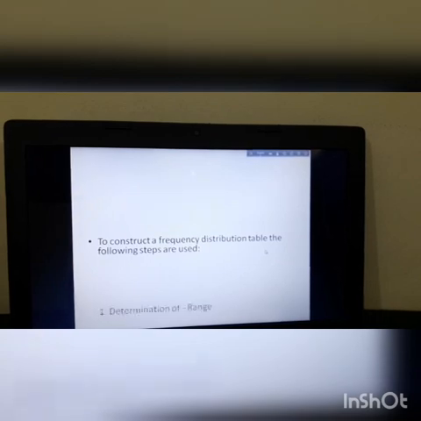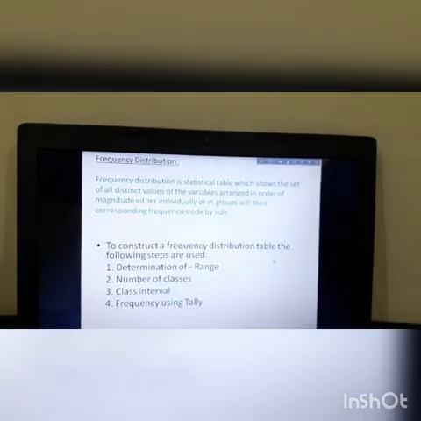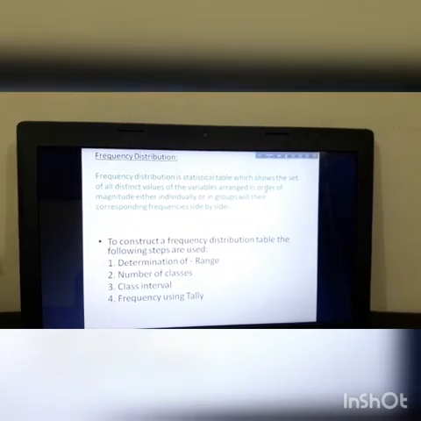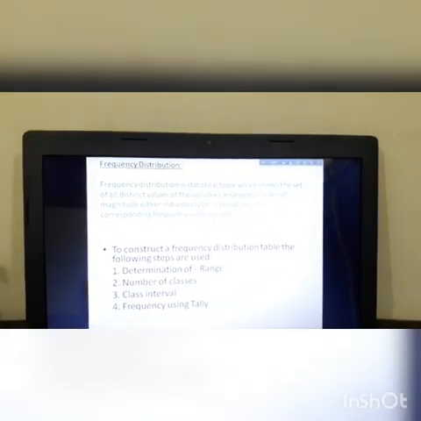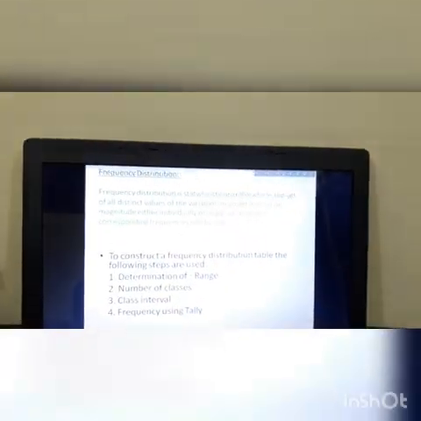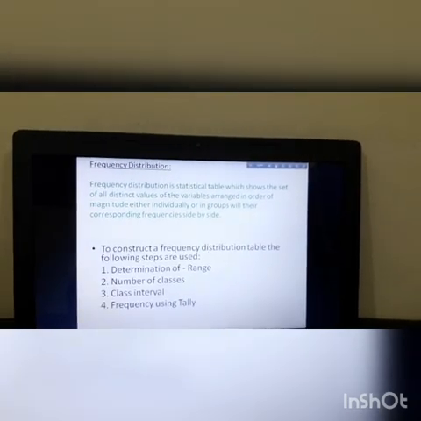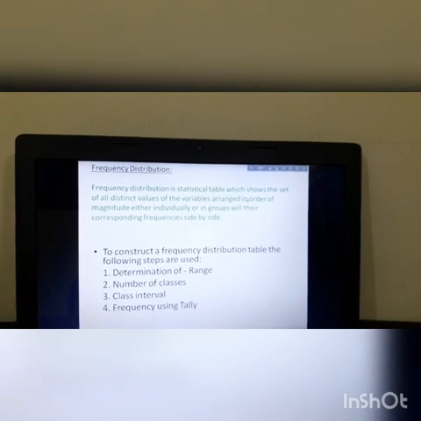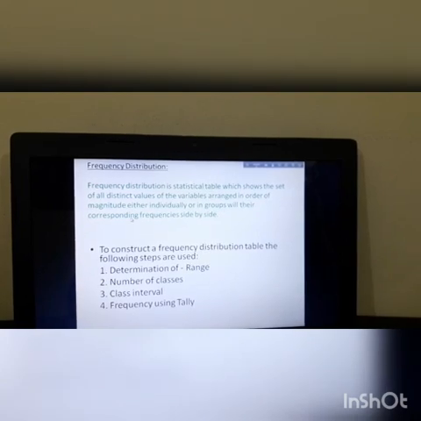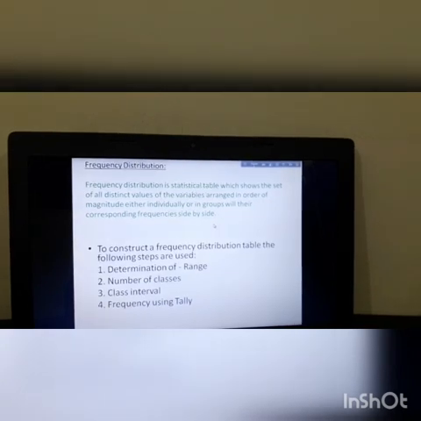Now, what is frequency distribution? It is nothing but a table. If you represent the statistical data by a table, then that table is known as frequency distribution table. Here the definition is written completely. Frequency distribution is a statistical table which shows the set of all distinct values of the variables arranged in order of magnitude, either individually or in groups with their corresponding frequencies side by side.